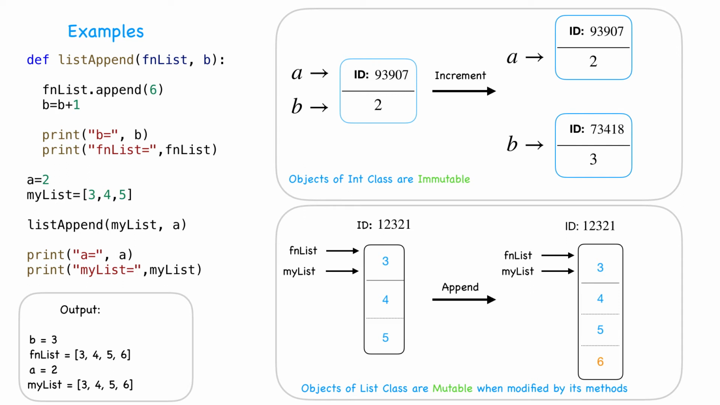Integer objects are immutable. Second, if you see fn list, if you have printed fn list within the function, you are getting 3, 4, 5, 6, but the changes are also reflected in my list. So because lists are mutable when they are operated on or modified by their own methods. List is a class, and this particular class definition contains many methods, and if you are operating on the list by its own methods, then the changes which you have done within a function are also reflected outside the function. So that is what is being shown with this example here.